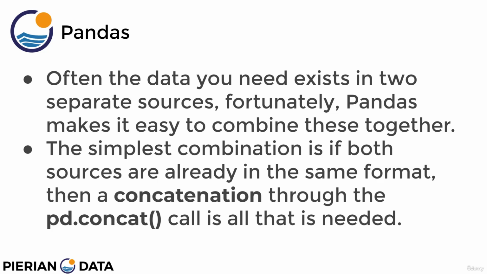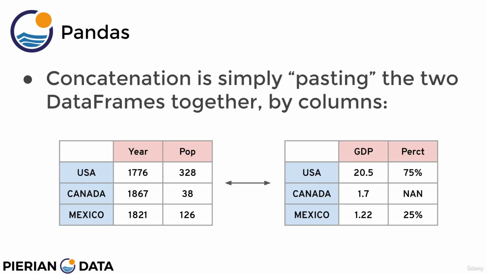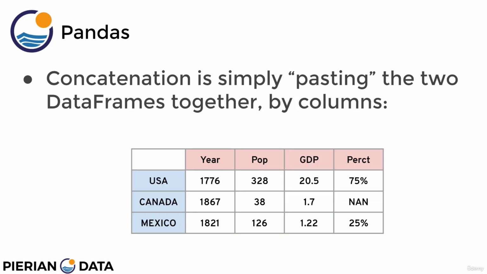So let me show you the kinds of examples you can perform with concatenation. The way I like to think about it is simply just pasting or gluing together the two data frames. And you can do this by columns. So here you can see we have two separate data frames. We can see United States, Canada, and Mexico, and we only have the year and population in one data frame. And then in the other data frame on the right, we have the same exact rows, but we have GDP and some percentage instead. So what we want to do is essentially glue these together in order to get all the information for the four columns together.